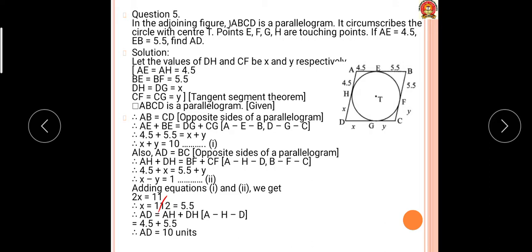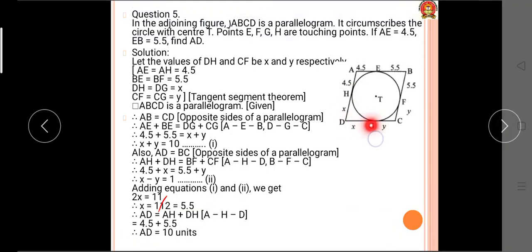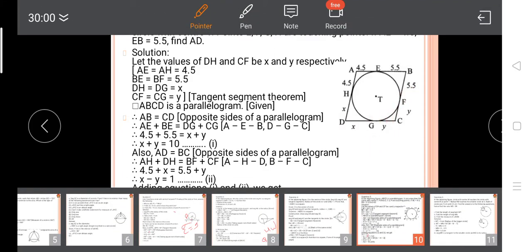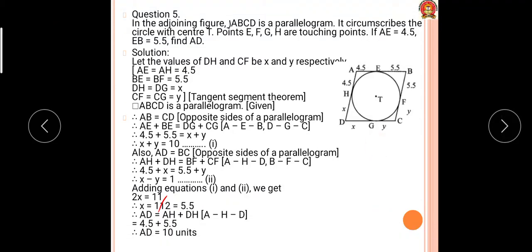Now consider that DH is X, therefore DG is X, and CF is Y, so CG is Y, by the same tangent segment theorem. Now we know AB is equal to DC because opposite sides of a parallelogram are equal, and therefore 4.5 plus 4.5 is equal to X plus Y. So X plus Y is equal to 10. That is, you will get the first equation.